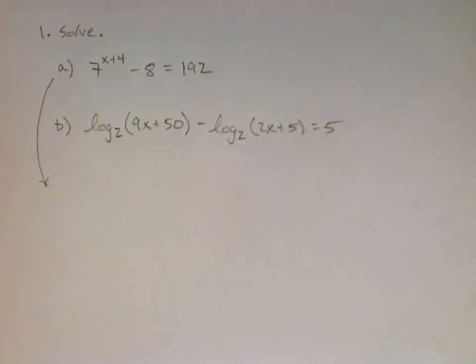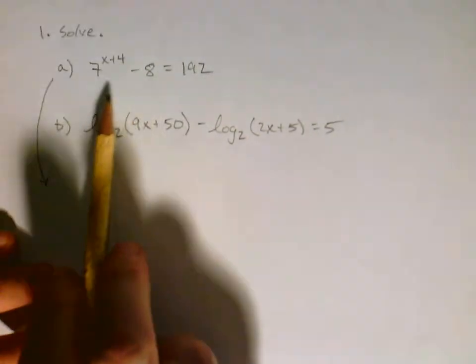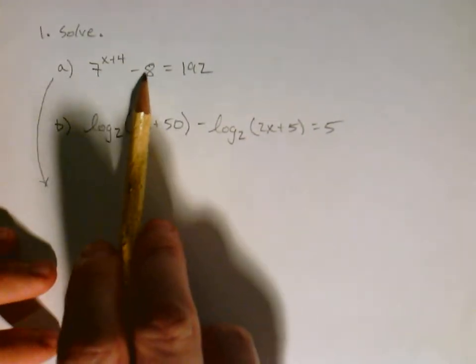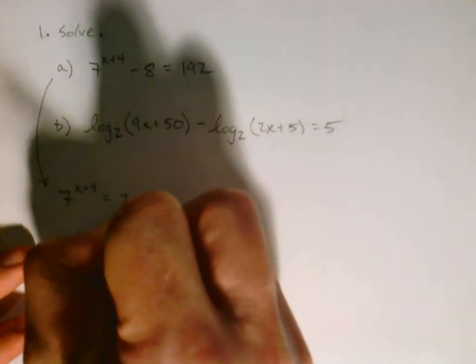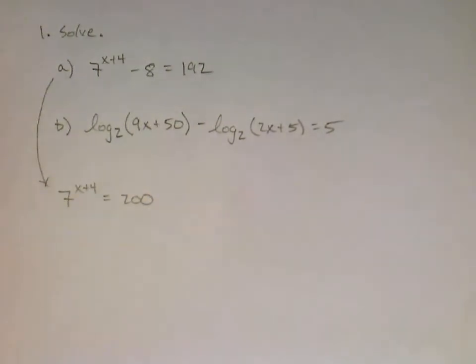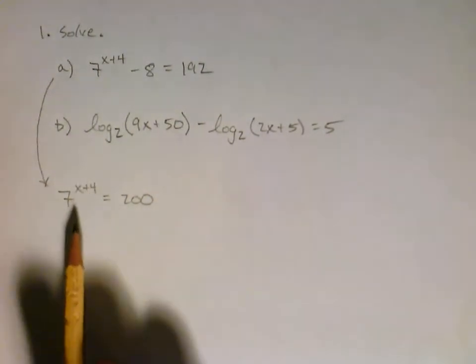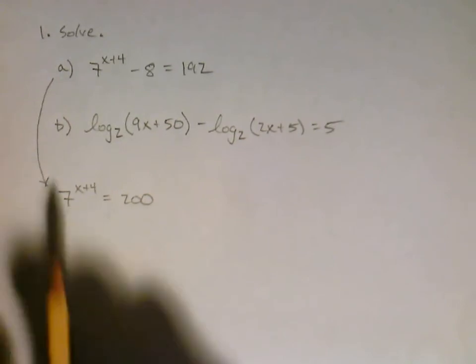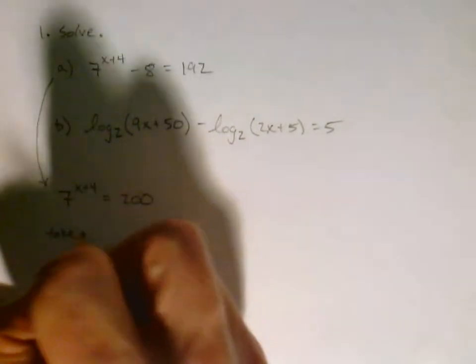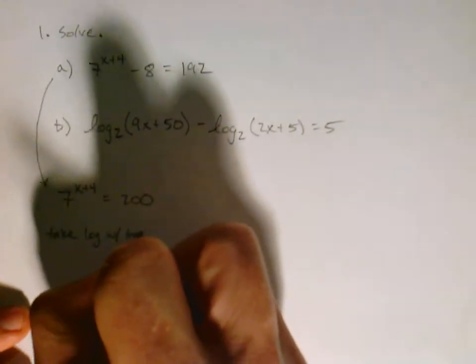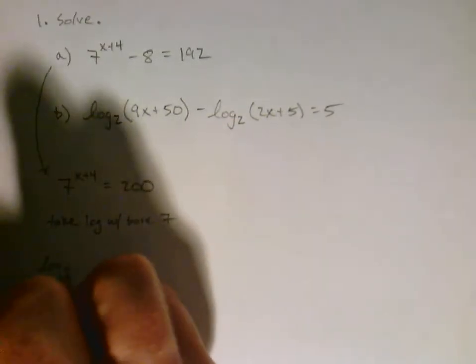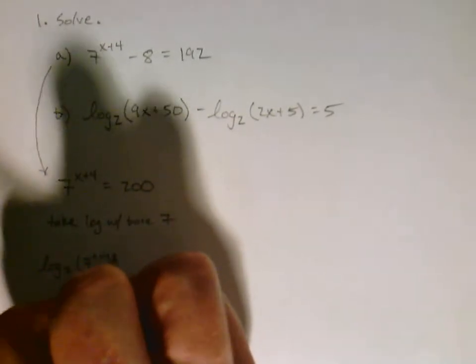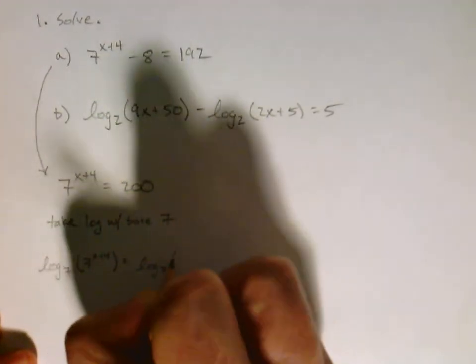Okay, let's take a look at part A. First thing, we want to isolate our exponential. So we're going to add that 8 to the other side. 7 to the x plus 4 equals 200. Then say, all right, I've got an exponential with base 7. So I want to take the log with base 7 of both sides. Log base 7 of 7 to the x plus 4 equals the log base 7 of 200.